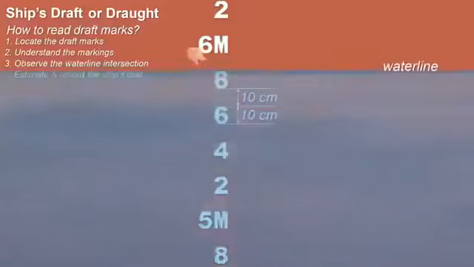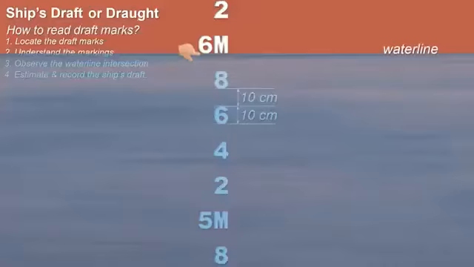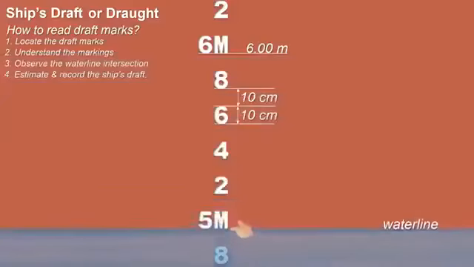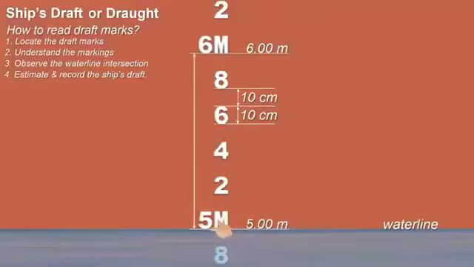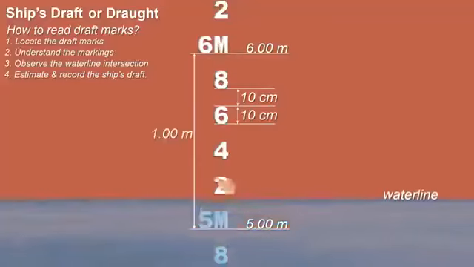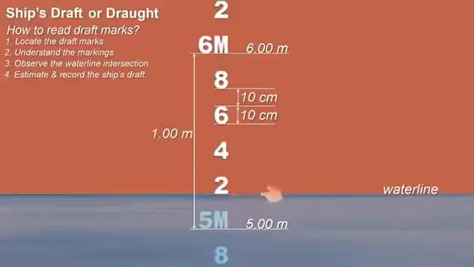If the waterline intersects with this part of the draft marks, the reading is 6 meters and 0 centimeter, or 6.0 meters. If the waterline is along this draft mark, the ship's draft is 5 meters and 0 centimeter, or 5.0 meters. The vertical distance between the lowest part of 5 and 6 meters is 1 meter. So if the waterline is here, the draft is 5.20 meters.